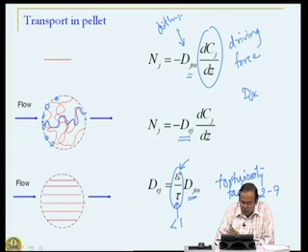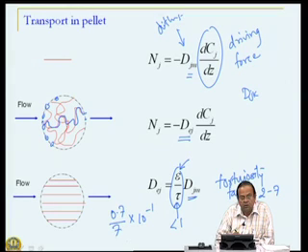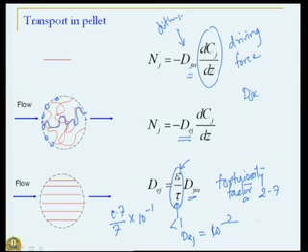So, for example, to give you just an idea, suppose D_Am was 10 raised to minus 1, epsilon was 0.7 and tortuosity factor was 7, then the actual effective coefficient D_A would be 10 raised to minus 2, whereas the bulk diffusion coefficient is 10 raised to minus 1, almost an order of magnitude lower. This is just a sample example.